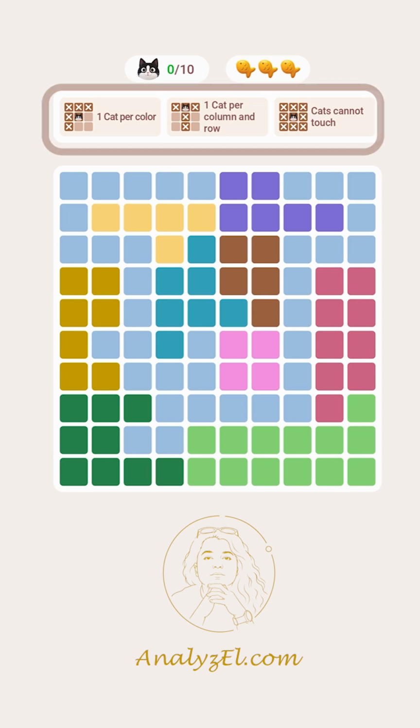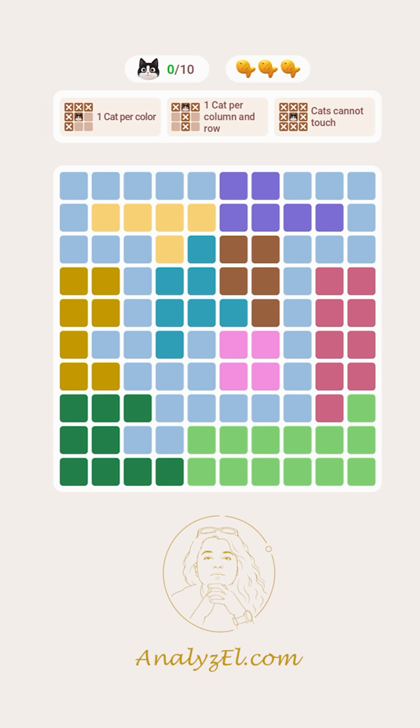The first step is to look at how the colors are distributed. Since each color contains exactly one cat, we want to identify the colors with the fewest possible locations. In this example, pinks appear in only 4 squares, all located in the center of the board, covering 2 rows and 2 columns. At first glance, before considering the other constraints, each of those 4 pink squares appears equally likely, giving an initial probability of 1 in 4, or 25%.